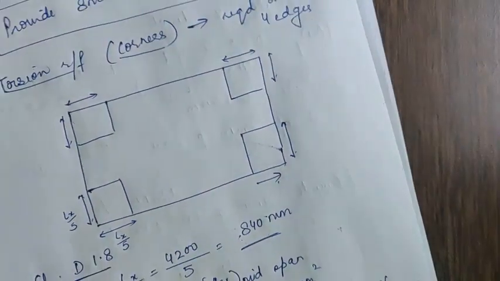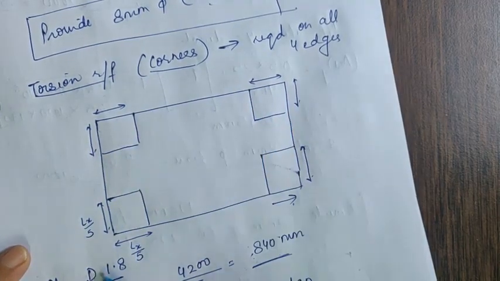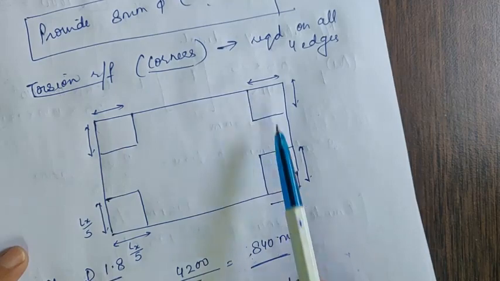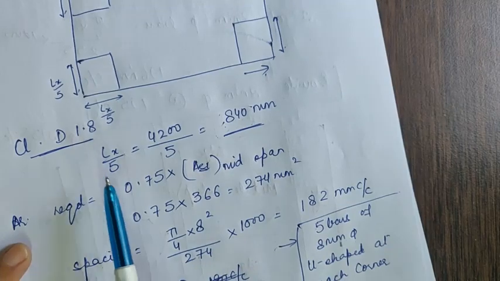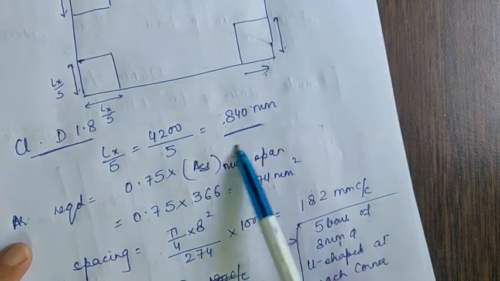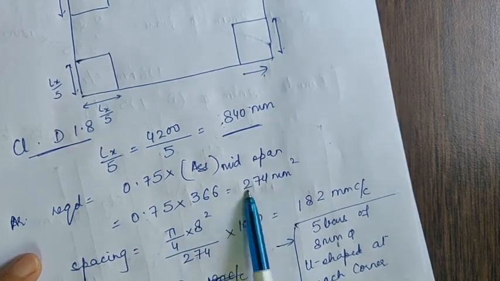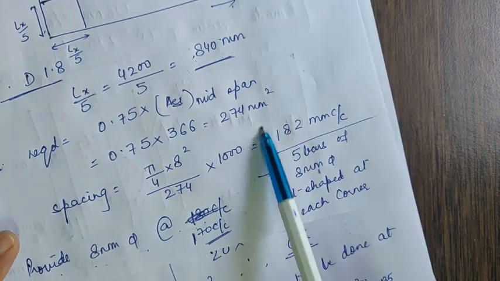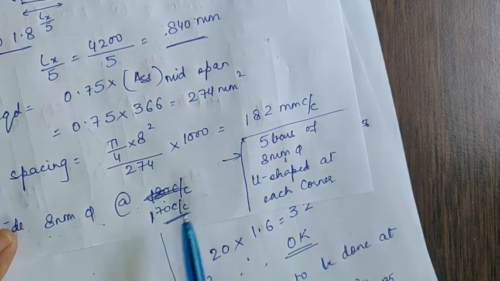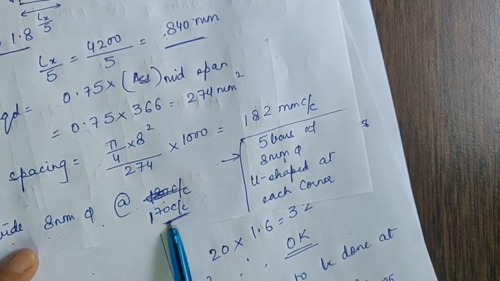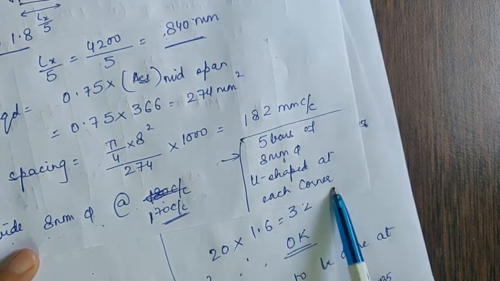Okay. Next is torsion reinforcement. Because the edges are not continuous in any of the directions, we will have the torsion reinforcement at all four sides. It's given in clause D1.8, Lx by 5, 840. Area to be provided is 0.75 times the area at the midspan, 274. Spacing is coming out to be 182. Because we are to clear it up with the number, instead of 182, we are providing at the rate of 170 center to center. That is, we are going in for 5 bars of 8 mm dia U-shaped in each corner.